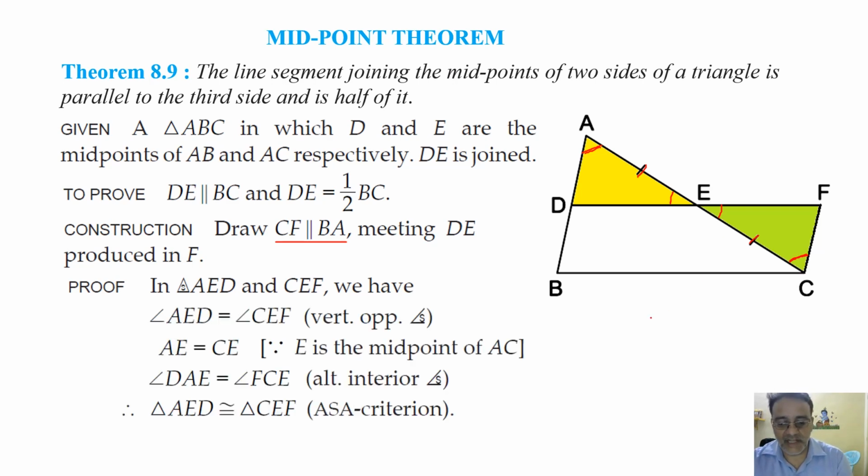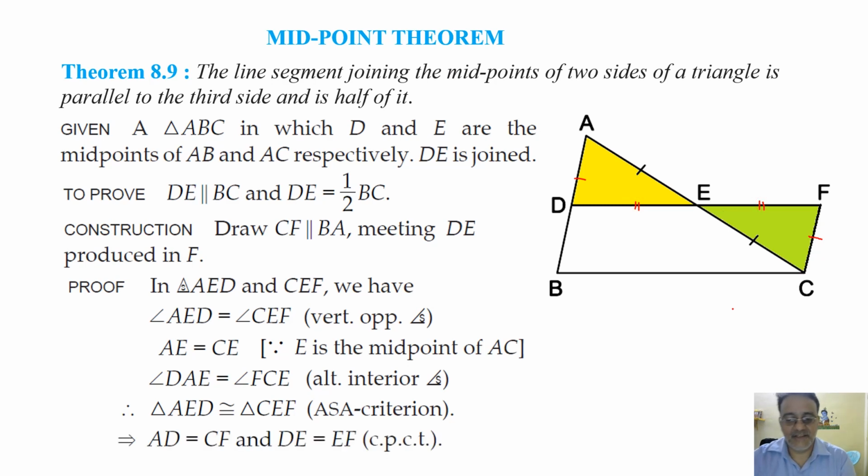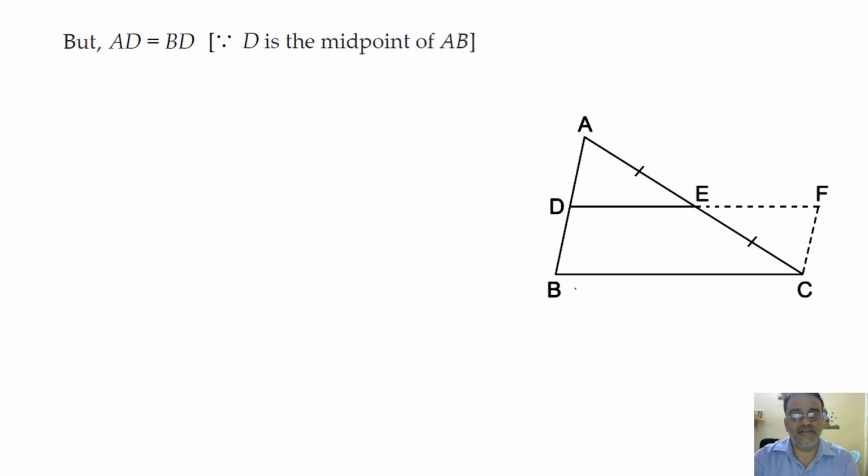Okay. So we have reached here. Now AD is equal to CF by CPCT, and DE is equal to EF by CPCT. Right. So is it clear till here? Yes, sir. But sir, AD and BD both are equal. Why? D is the midpoint of AB. Very good. Because D is the midpoint of AB.